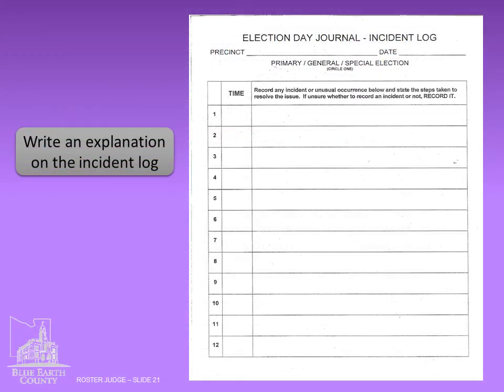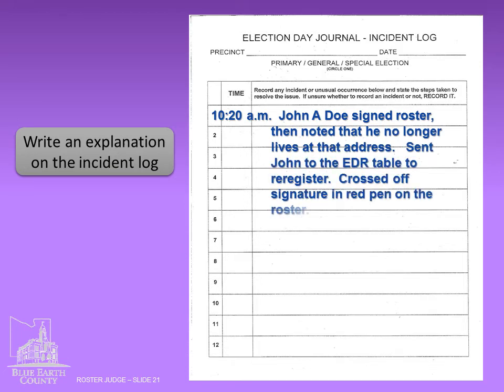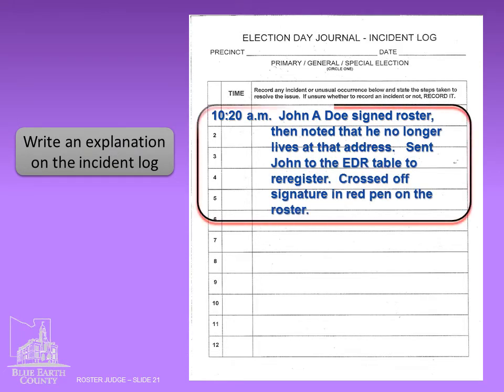The incident log is used to record anything that needs to be brought to the attention of Blue Earth County Elections. Make a notation on the incident log, including a full name and brief description. If you think you should write it down on the incident log, please do so. Let your head judge know of any incidents as they occur.